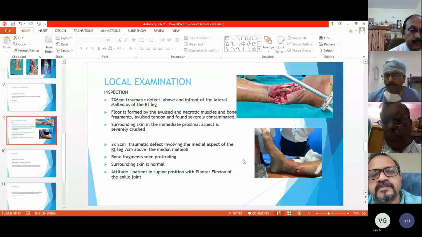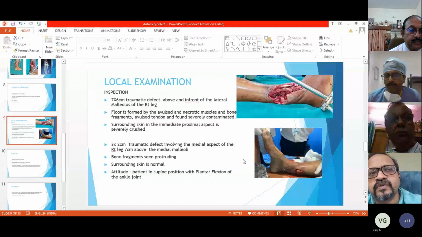Nylon suture, sir. What needle? You've got a spatulated needle, you've got a cutting needle, you've got a reverse cutting needle. Which one will you use? The taper cutting needles. Correct, taper cutting.